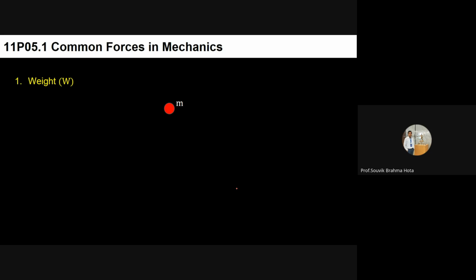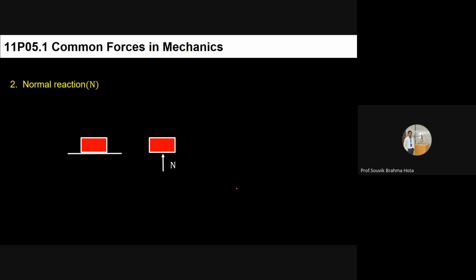So, common forces in mechanics. First, weight: W is equal to m into g. Normal reaction: it will be normal to the surface where the body is kept, so it will be perpendicular to it. Okay. If you apply a force vertically downward on a surface, then the normal reaction will be opposite to it.